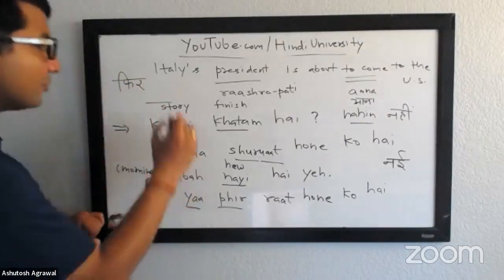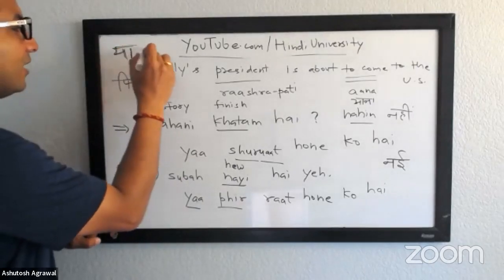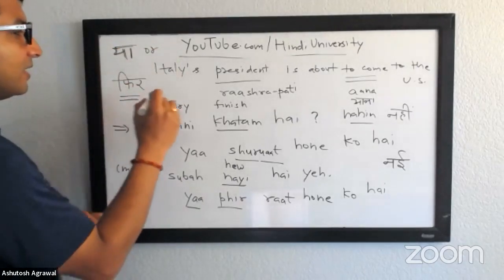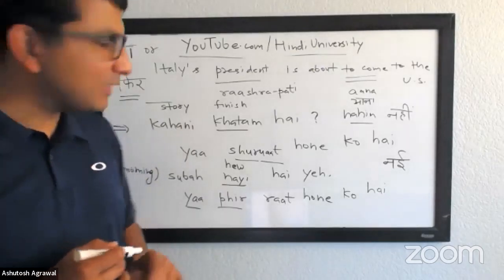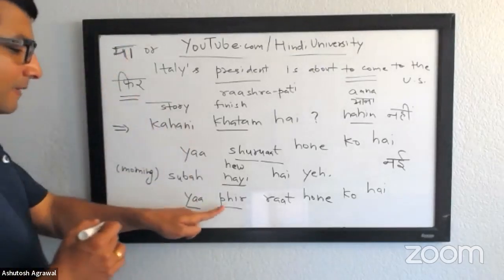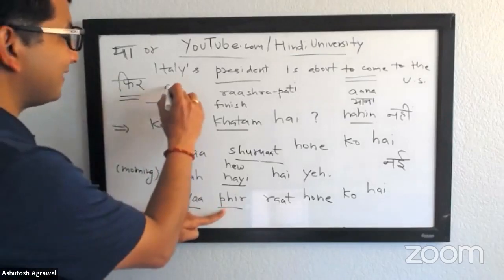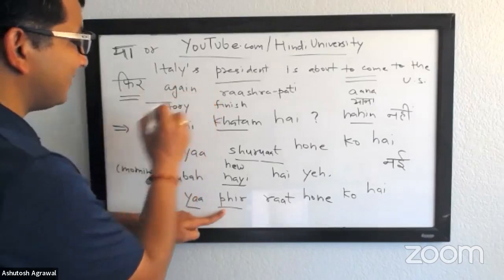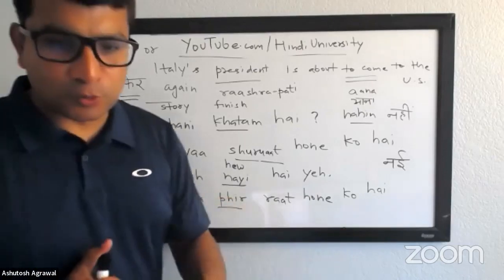"या" means or, and "फिर" means like then. Anybody else would like to explain what फिर means here? Again, फिर. Okay, so फिर has two meanings, that's right. It can be "then" or it can be "again." So it's "or again it's going to be dark soon."